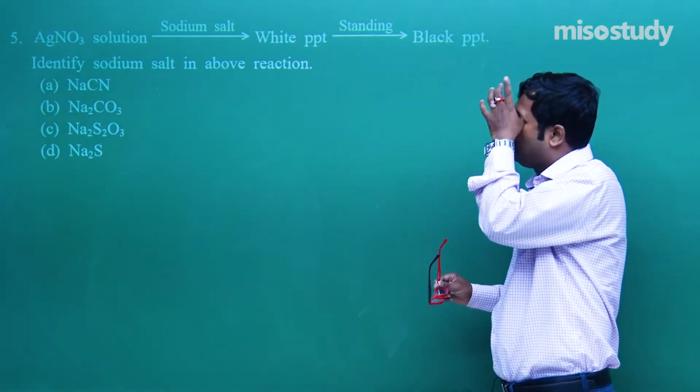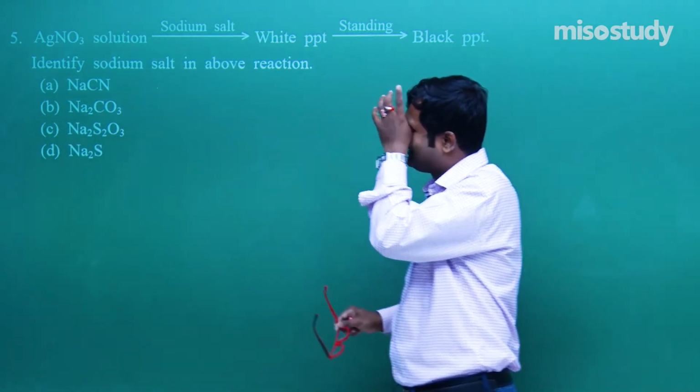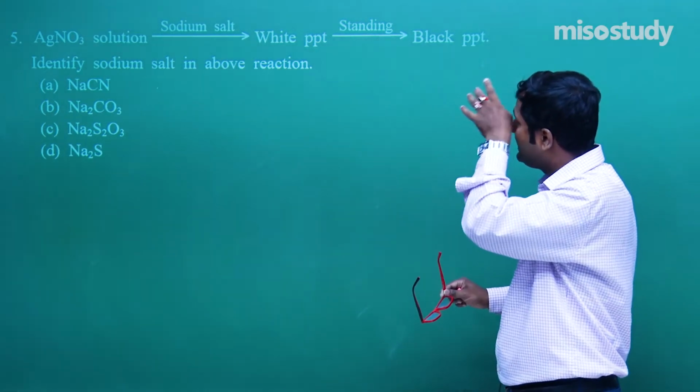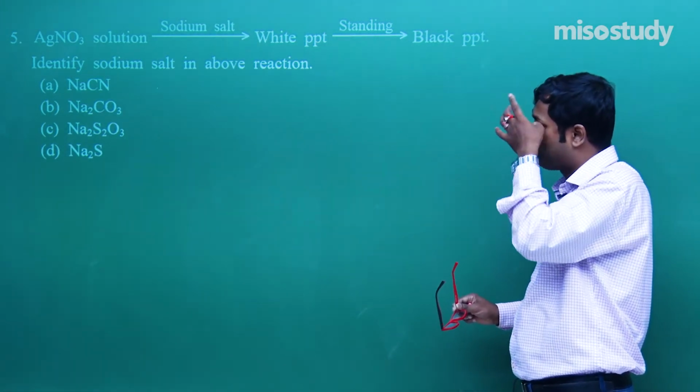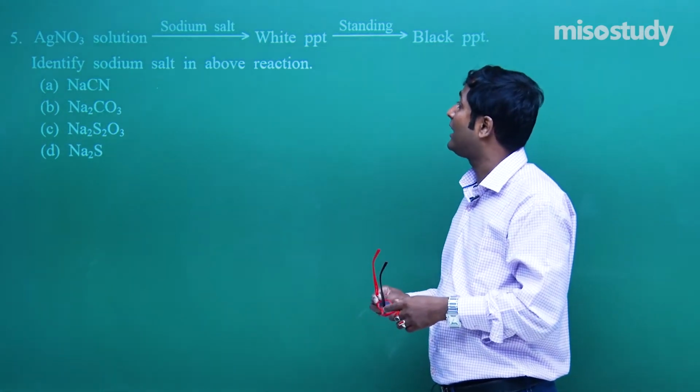AgNO3 solution on treatment with a sodium salt. These all are sodium salts. This is also a question belonging to salt analysis. White PPT, on standing, gives black PPT. Now identify the sodium salt in the above reaction.